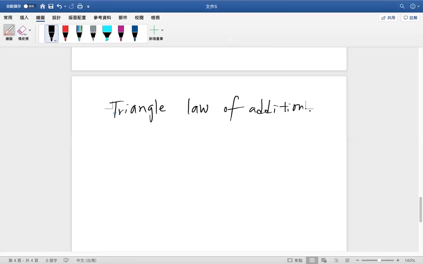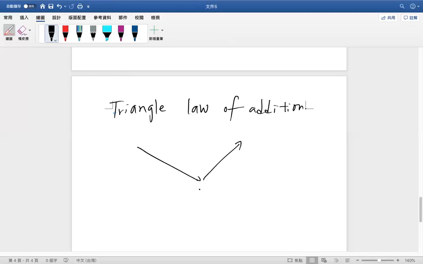Okay, so what does the triangle law of addition state? For example, you have two vectors. For example, this is called the tail. This is called the tip, right? So in this situation, the tip of this vector is pointing at the tail of the other vector.